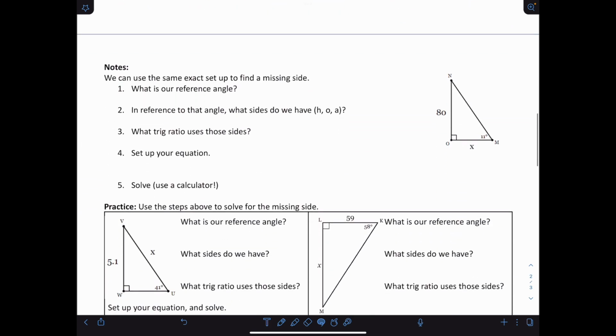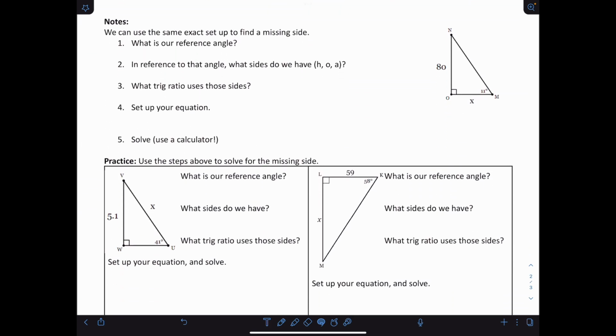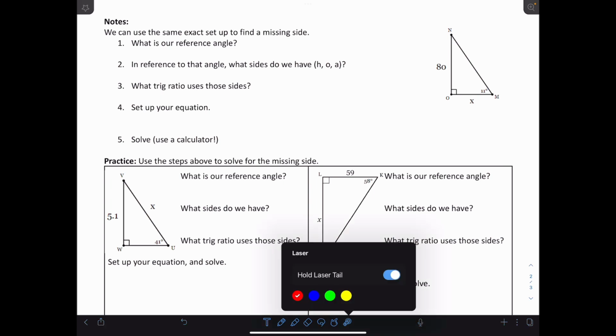In the next section of notes, I'll show you why this setup is useful. So far, you're like, okay, we're just making fractions with the sides, but I don't understand how that actually helps us. The reason this is helpful is because we can use this exact same setup to find a missing side in a triangle. So look at the triangle over on the right here.